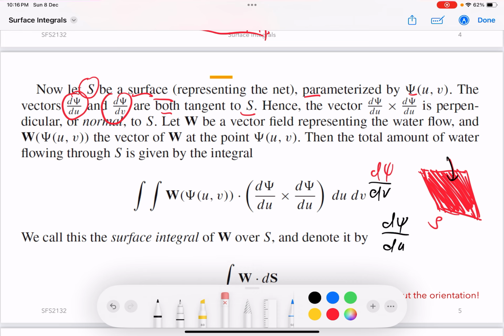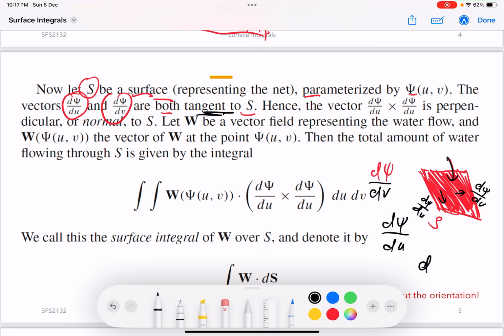Tangent means that it also lies on the surface, on this one. This is d psi, maybe it can be like this or like that, d psi over dv and d psi over du, which are tangent. It's not perpendicular, but it's tangent, which means it lies on the same surface.